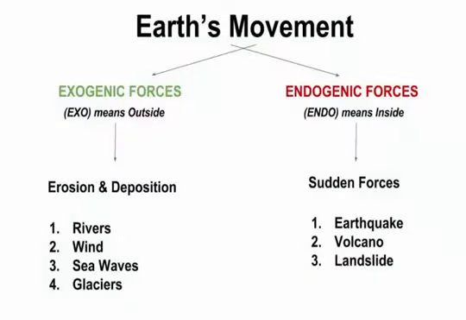Earth's movement is divided into two types of forces, that is the exogenic forces and endogenic forces. By the name you can figure out, exo means outside, endo means inside. So the exogenic forces are rivers, wind, sea waves, glaciers. And endogenic forces are natural calamities like earthquake, volcano, landslide, etc. Another point to note is the endogenic forces cause mass destruction, and exogenic forces are naturally occurring and don't cause much destruction compared to endogenic.